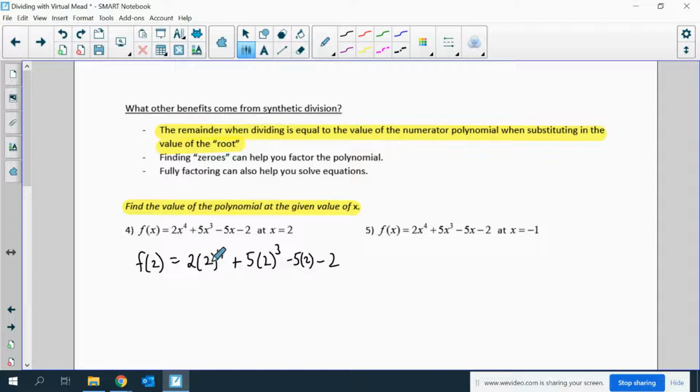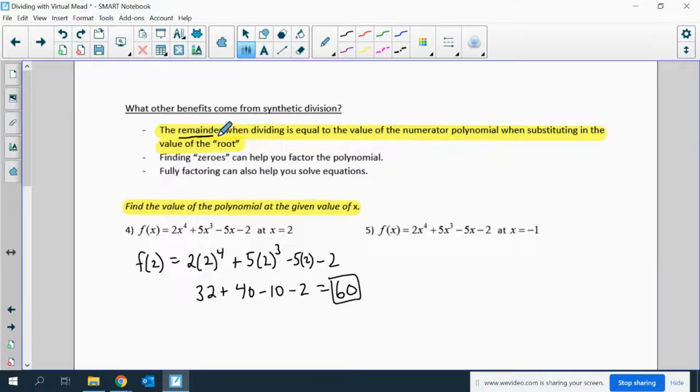Now, I can certainly do this. Like 2 to the fourth is 16 times 2 is 32. 2 to the third is 8 times 5 is 40 minus 10 minus 2. So I end up with 72 minus 12, which is 60.